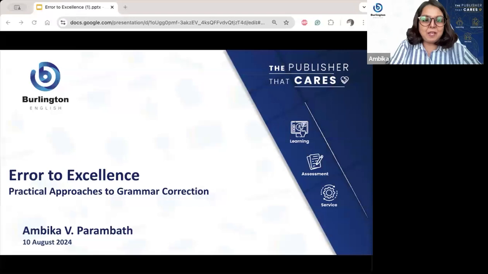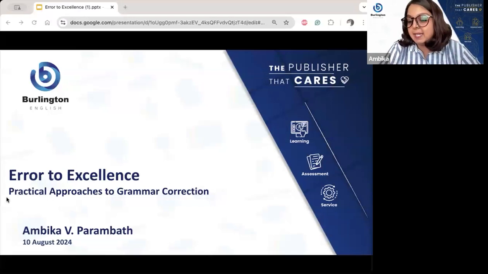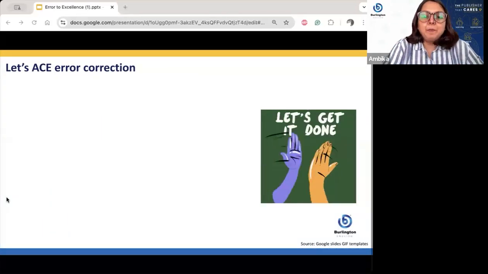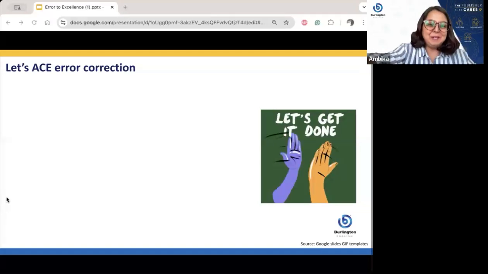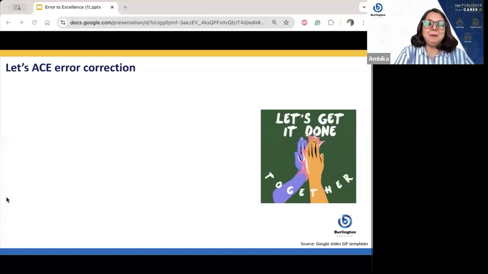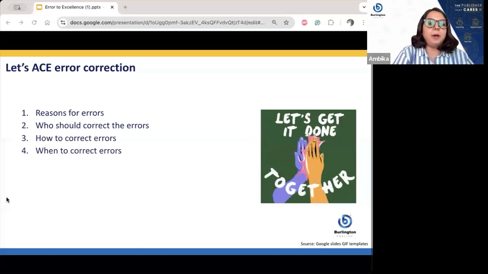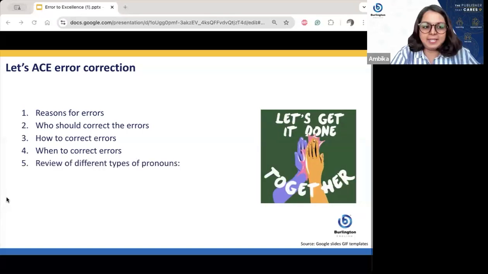And today, we're going to look at the approaches that we can use during error correction, specifically during grammar lessons. To ace the error correction approaches is going to be our agenda today. This is a little bit of a gist of what our session is going to be about. First, we'll identify why the students make errors. Then who should be the inspector of correcting the errors, and how do we go about it, which is basically your approaches, and when should we correct the errors.